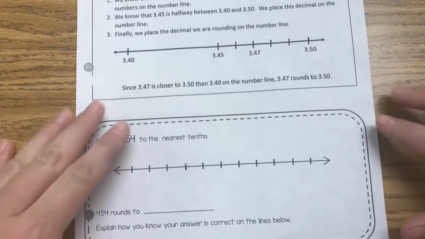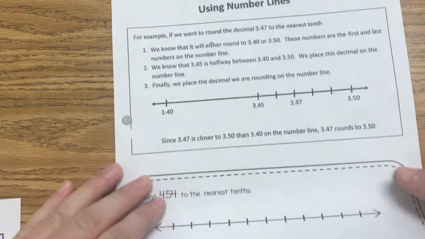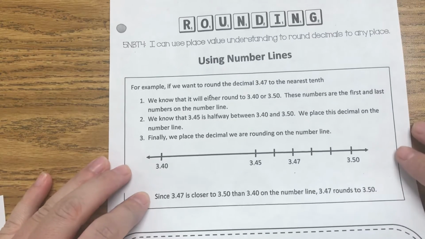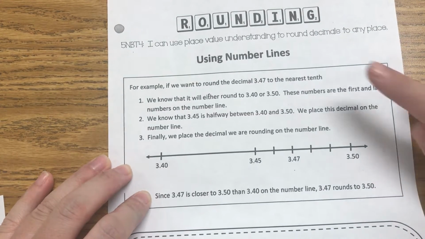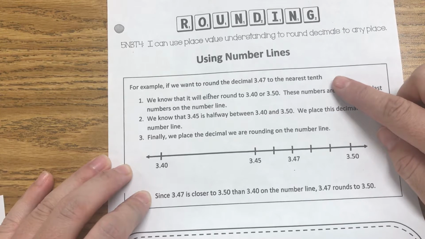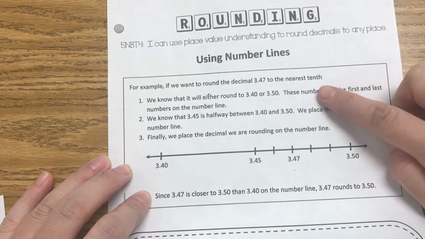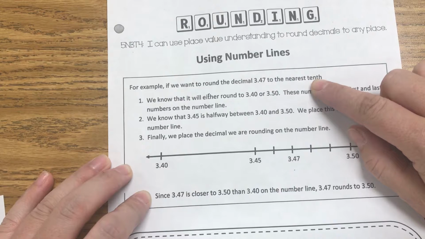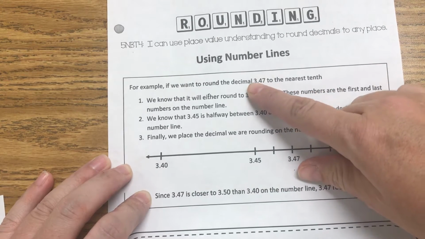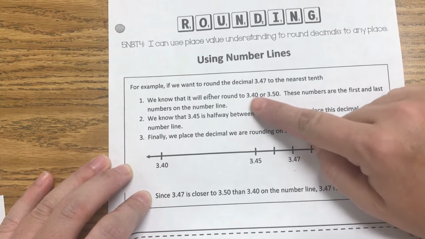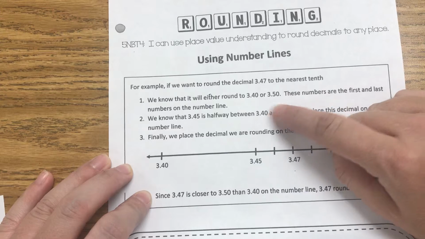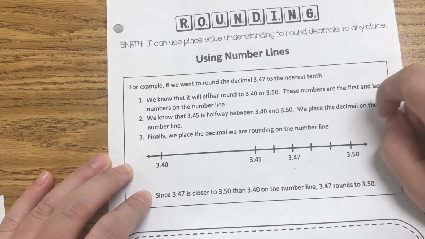Okay, so if we look at the top of this sheet, it walks you through the process that we're going to do. We're going to look at the number 3 and 47 hundredths, and we want to round it to the nearest tenth. That means we want to see, is this number closer to 3 and 4 tenths, or is it closer to 3 and 5 tenths? We know that it will either round to 3 and 4 tenths, or 3 and 5 tenths, or 3 and 40 hundredths, 3 and 50 hundredths.